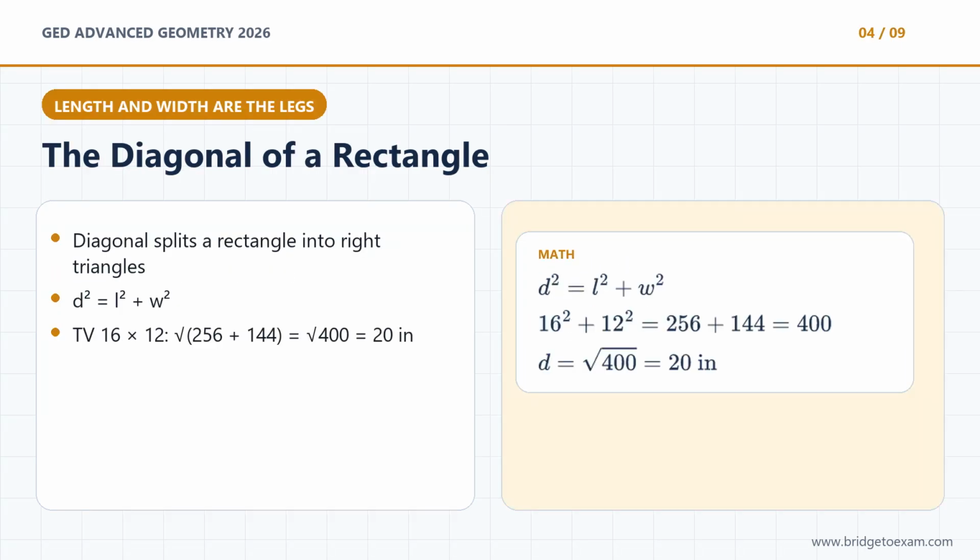A diagonal drawn across a rectangle splits it into two right triangles. The length and the width become the two legs, and the diagonal is the hypotenuse. So d squared equals L squared plus W squared. For a television screen that is 16 inches wide and 12 inches tall, the diagonal squared is 16 squared plus 12 squared, which is 256 plus 144 equals 400. The square root of 400 is 20, so the screen is 20 inches.